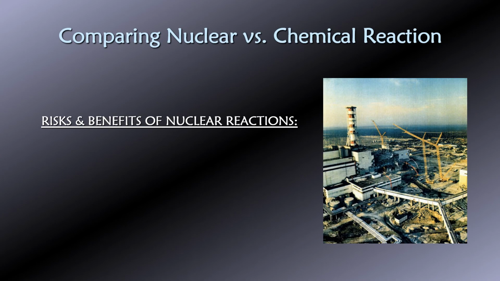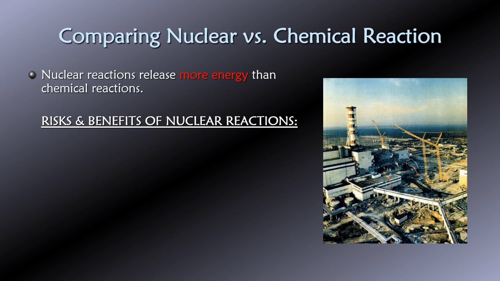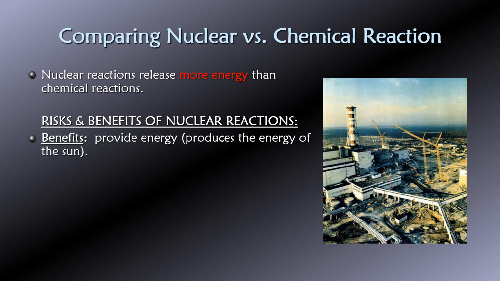So if we have to compare the nuclear reactions with the chemical reactions, then the biggest benefit of nuclear reactions, as we mentioned earlier, is that nuclear reactions can produce a lot more energy compared to the chemical reactions. When we talk about the risks and benefits of nuclear reactions, pretty much the only benefit is that they can produce a lot of energy, which we can use for a lot of things out there. We can use that to produce electricity, and a lot of things.